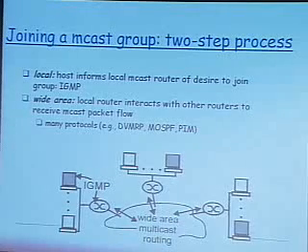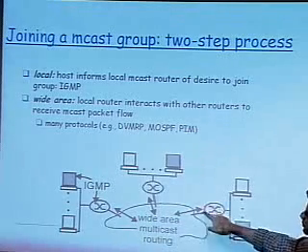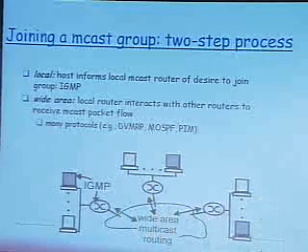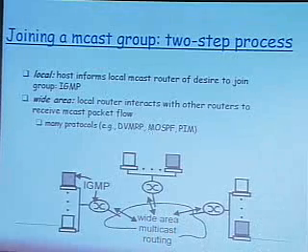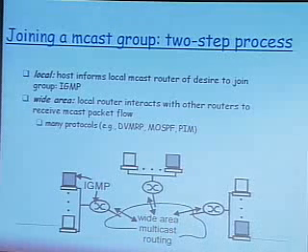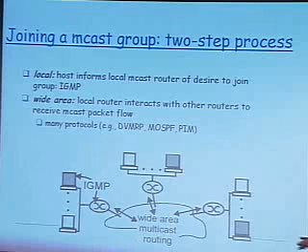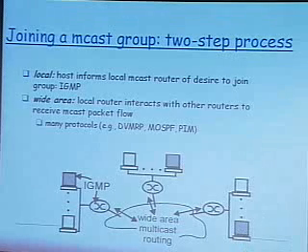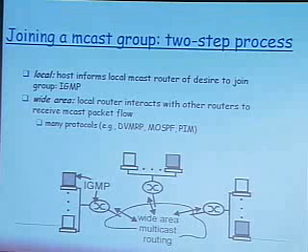And in the wide area, this local router will then interact with other routers who are part of the same multicast group to form a tree, to do all sorts of things like routing, maybe reliable multicast, and other things related to the group management. So again, it's a two-step operation. In the local area, the end hosts talk to the router, and in the wide area, the routers talk to each other.